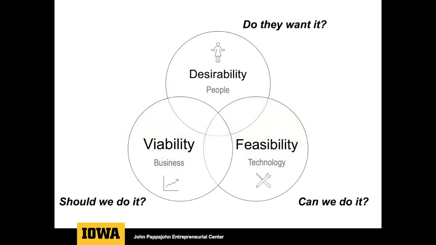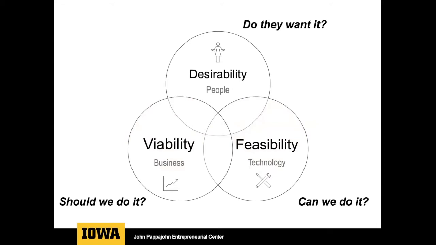And we want to answer 3 big questions in this process. First, people issues related to desirability. Do they want it? Then we can look at feasibility or technology and tool issues. Can we do it? And then ultimately is a viability or business decision. Should we do it? Most entrepreneurs fail because they either run out of money or there's no desirability or market for their product. So this is why I encourage you to start at desirability first.